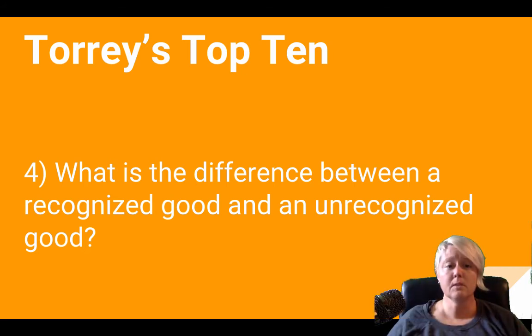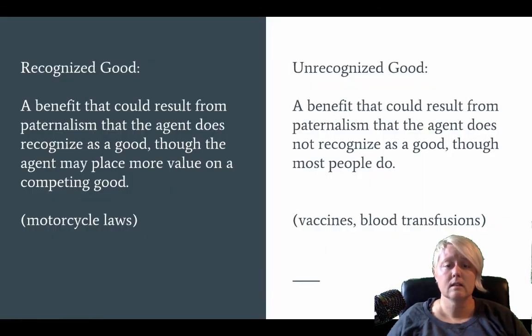Number 4. What is the difference between a recognized good and an unrecognized good? A recognized good is basically something that someone recognizes as being good. It's a benefit that can result from paternalism that the agent does in fact recognize as being a good thing, a positive, desirable thing. However, the agent might place more value on a competing good. For example, we said that there are state laws about motorcycle helmets in some states. Personally, I drive a motorcycle, and I don't prefer to wear a helmet. I do recognize that wearing a helmet is a good, in the sense that were I to get in an accident, it would protect my brain stuffs.